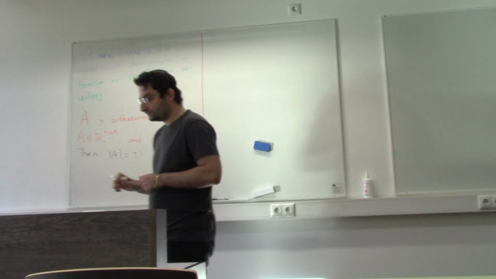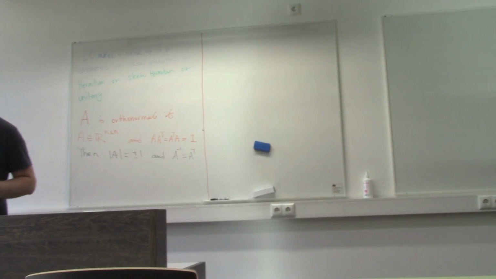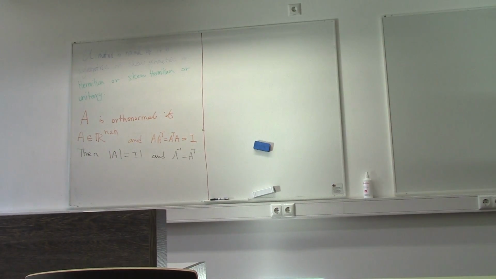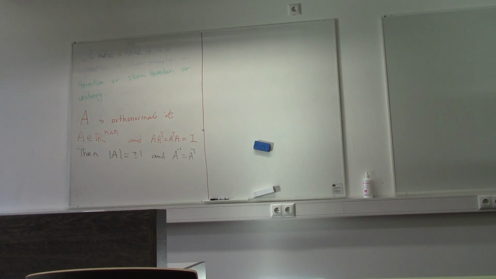So orthonormal is just the same as unitary except that it's within real numbers? If you're real, we don't define unitary. Unitary is only for complex values. Okay.